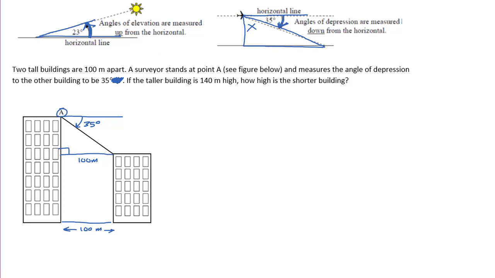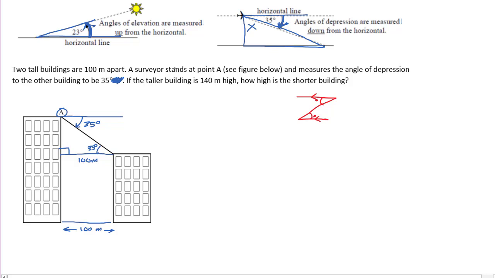Now, remember our Z pattern we talked about a little while ago? That Z pattern says that if these are parallel lines, then these two angles are the same. So if this is 35 here, I can also say that this corner here is 35. So now we have our right angle triangle. We have one side, we have the angle.